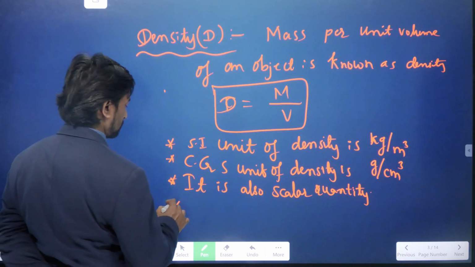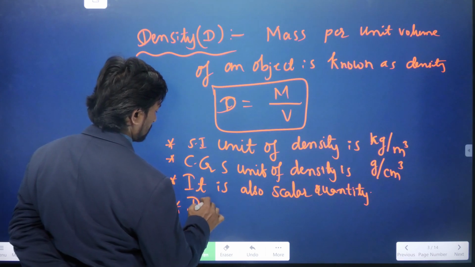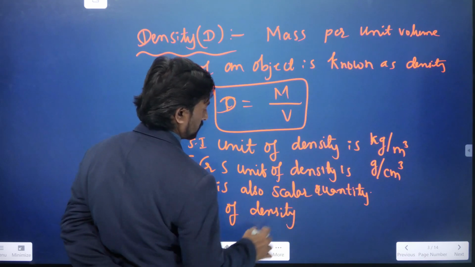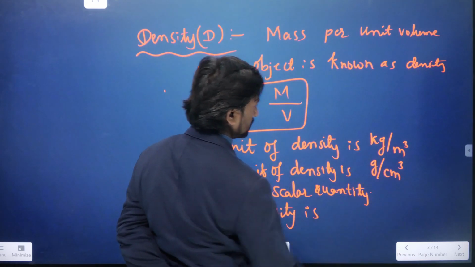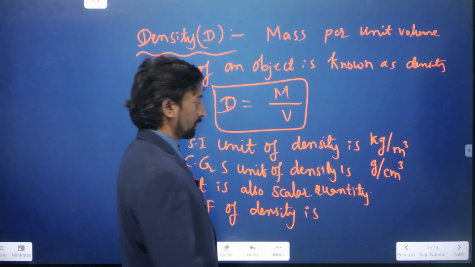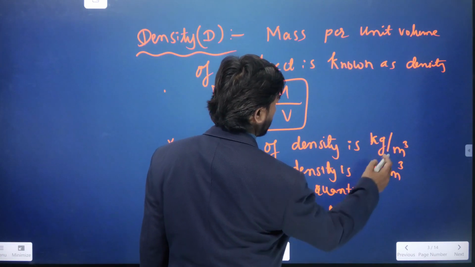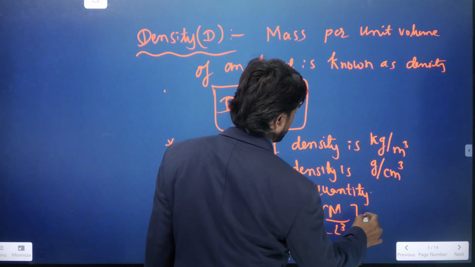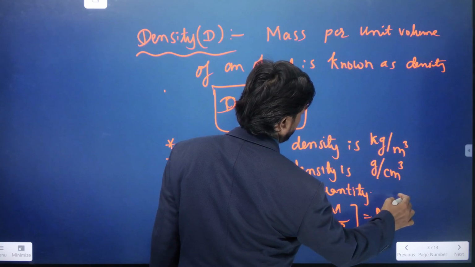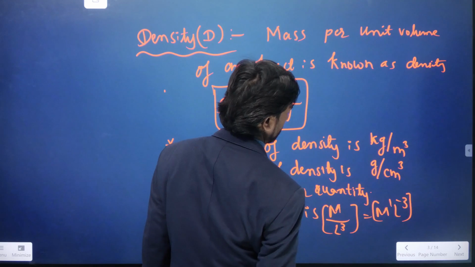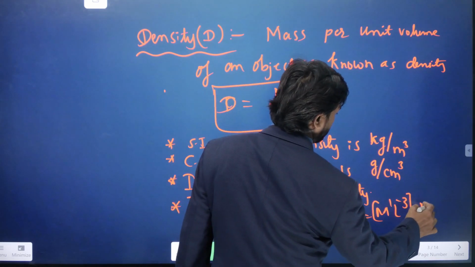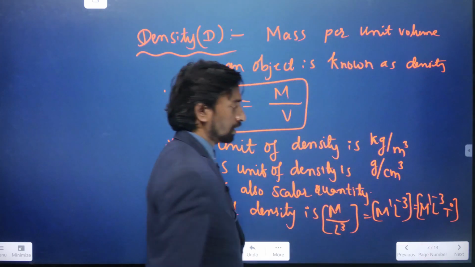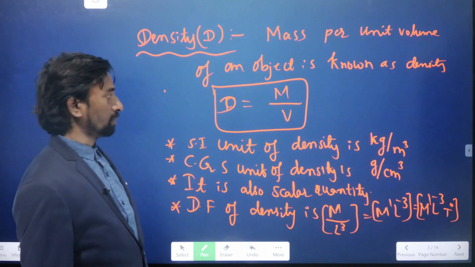The dimensional formula of density: from the SI unit, mass is denoted by M and volume by L cube, so we can write M power 1, L power minus 3. It is also written as M power 1, L power minus 3, T power 0. That is the dimensional formula of density.